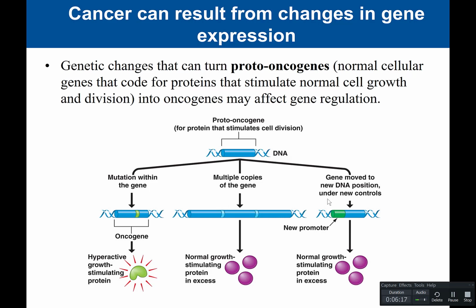However, if you get that gene, that proto-oncogene, in a new position in the genome, if it gets put in at a different place, and now it's next to a new promoter, and that promoter is for a constitutive gene, meaning one that's always on, now you don't have that control anymore that's turning that gene on or off. That new promoter is always going to be on, and that protein is going to be produced in excess again, meaning the cell is going to continue to make more of that protein than it typically would because of the promoter, which is controlling transcription.